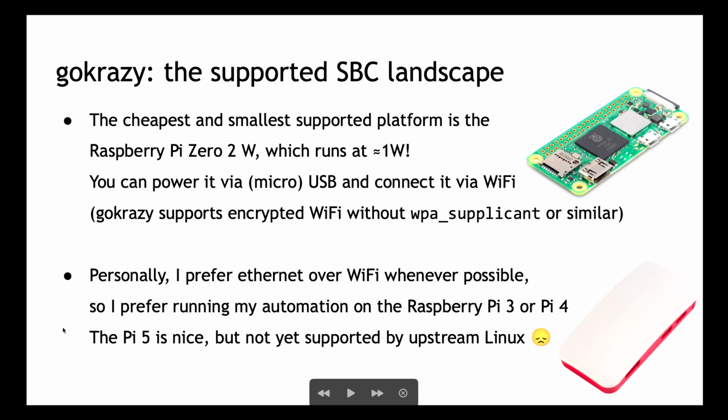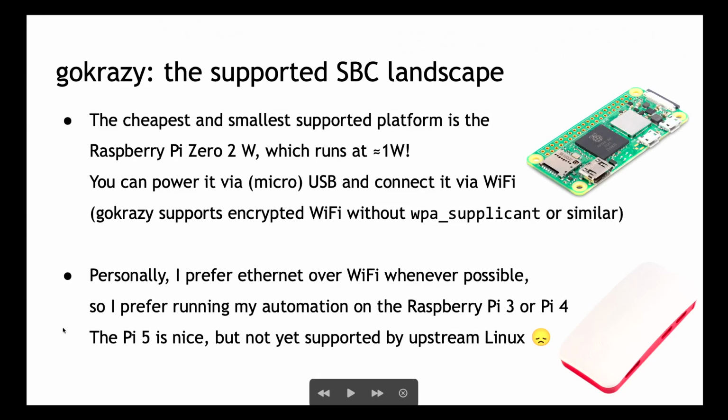You can power this device using a micro USB plug, so you don't even need your own power supply. You might be able to find a spare USB port on your router or something, and you can just connect that Pi to it. And then you can connect it to your home network using Wi-Fi. That's what the W in the name stands for. And in fact, Gokrazy supports encrypted Wi-Fi without relying on WPA supplicant or anything like that.